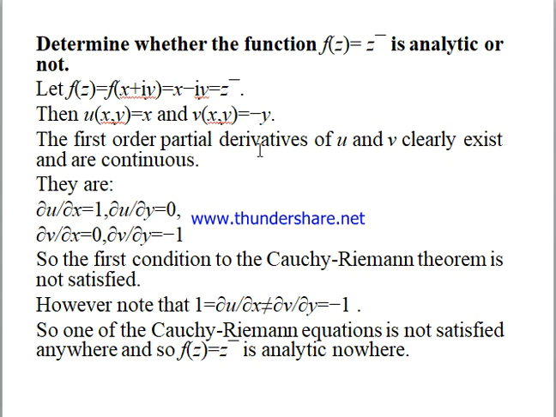So in the CR equations, ∂u/∂x should equal ∂v/∂y. The first condition is not satisfied from the CR equations. That is, 1 = ∂u/∂x is not equal to ∂v/∂y = -1. So the CR equations are not satisfied. That's why we can write f(z) = z bar is analytic nowhere. So it is not analytic, simply we can write it.